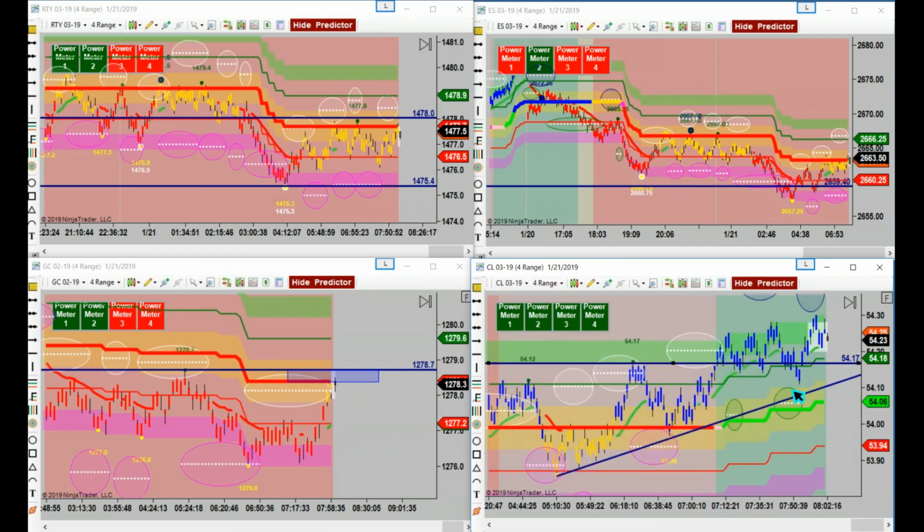Now, like I say, if you're in from the predictor down here, you're okay to begin with because you're just in your runner now. Or you could have scalped the whole thing and you'd be flat even if you wanted to be.